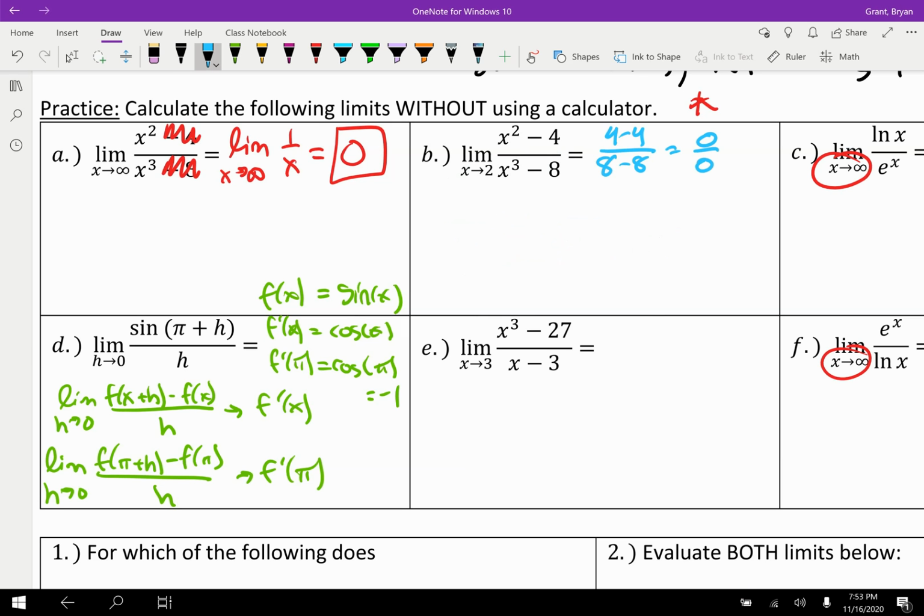So what I bet a lot of you did is you said 0 over 0 does not exist. And sadly, that is not the case with limits. 0 over 0 does not mean does not exist. This is indeterminate. It means we need to do more, right? It would be the same thing if you, over here, substituted in infinity, and you'd get infinity squared minus 4 over infinity cubed minus 8.